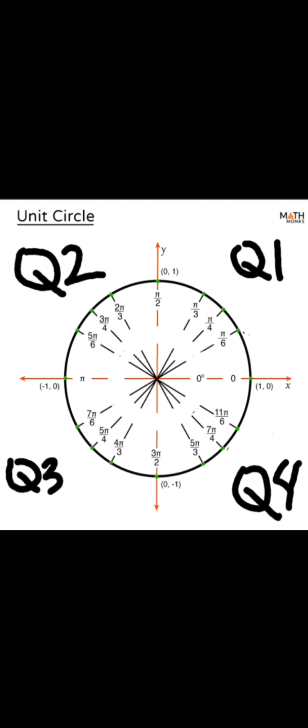Now let's write the values that correspond to pi over 3, pi over 4, and pi over 6. So let's go in this direction. First, let's focus on the x values. So we're going to increase it from 0 to 1. So this is going to be 1 over 2. Or you can think of it as square root 1 over 2. And then square root 2 over 2. Square root 3 over 2. And this is equivalent to square root 4 over 2, which is 1.